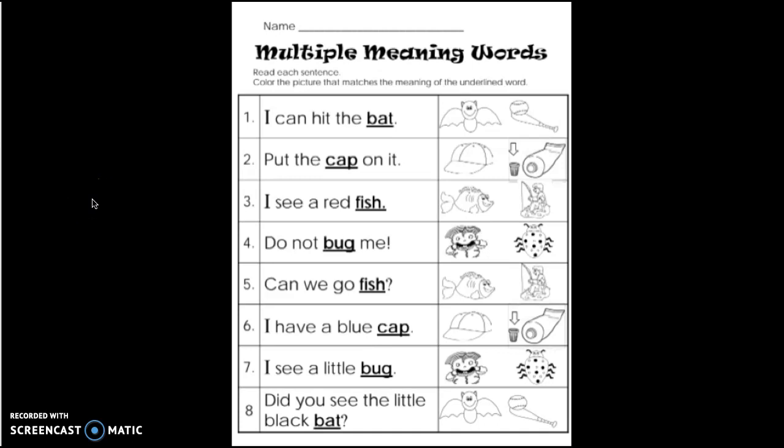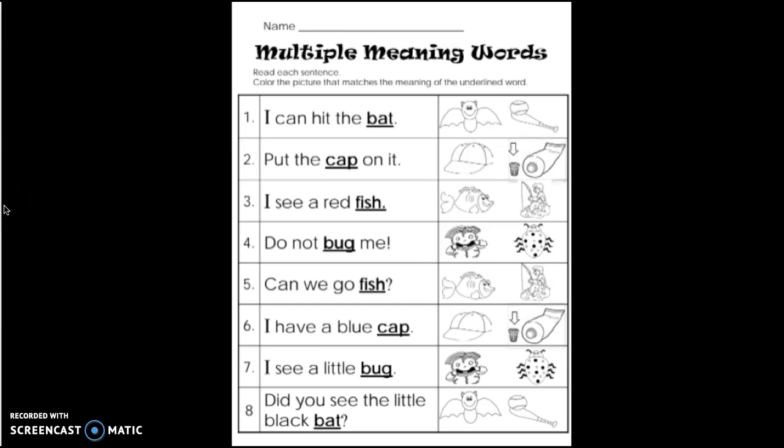This worksheet is about multiple meaning words. I'm going to read each sentence twice, and then you are going to color the picture that matches the meaning of the underlined word. You can pause the video while you're coloring your picture, and then start the video back up again. Do you have your listening ears on? Perfect. Let's get started. Number 1, I can hit the bat.